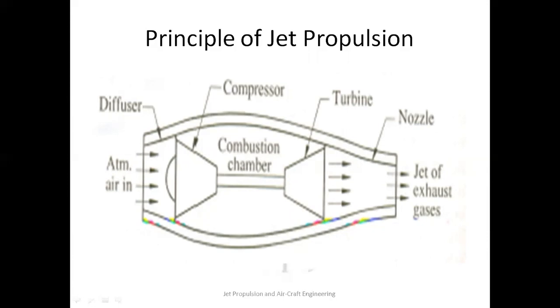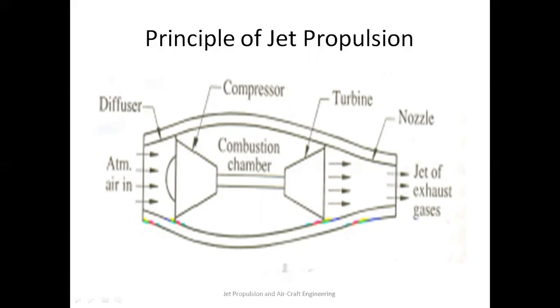So first of all, let's understand how it works. The atmospheric air is taken from the atmosphere and enters through the diffuser. In the diffuser, the air entering with high velocity is converted into high pressure. Then it enters the compressor. In the compressor, the pressure is further increased with the help of rotating blades.